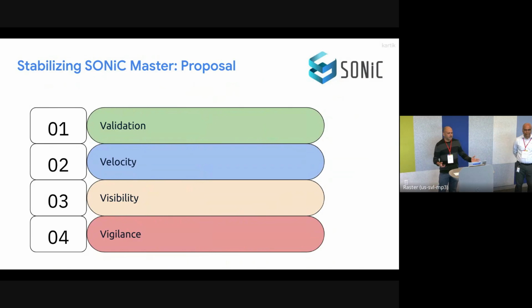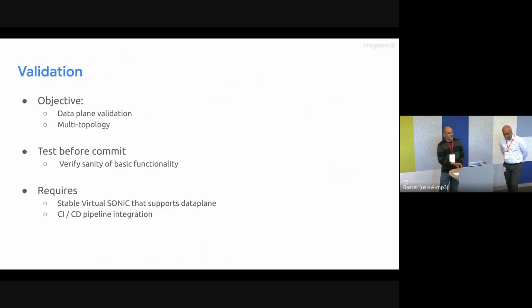So now, having laid out the nature of the problem, Bharat and I kind of brainstormed, and we tried to come up with a concise set of messages that we can all rally around as guiding principles around which we can organize ourselves within the community and be able to make progress, right? And so we came up with this 4 V's message: validation, velocity, visibility, and vigilance. So I'm going to hand it over to Bharat to kick off.